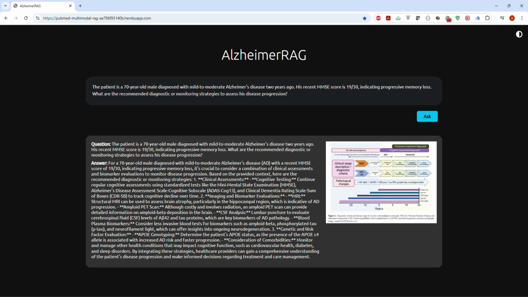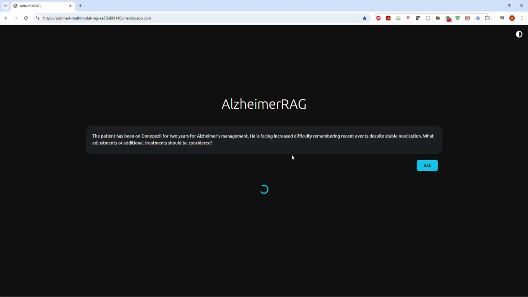And the final one that we can try out is another patient who is on a certain kind of medication. For example, he has been on donepezil for 2 years for Alzheimer's management, and he is facing increasing difficulty with recent events despite stable medication. So what will be the treatment? If you ask this system, it should provide you with some treatment or monitoring techniques.